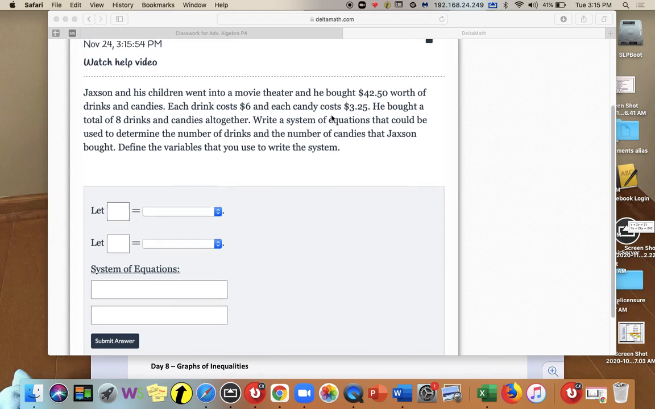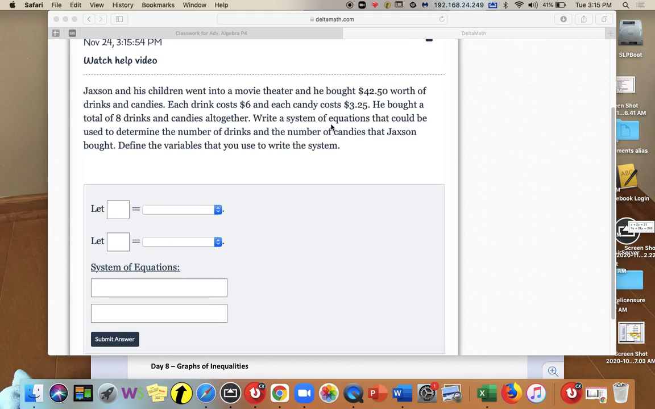All right, so in this example, it says, Jackson and his children went into a movie theater, and he bought $42.50 worth of drinks and candies. Each drink cost $6, and each candy cost $3.25. Altogether, he bought 8 drinks and candies. Write a system of equations. All right, so first you have to define your variables. We have drinks and candy. All right, so I'm just going to let X be the number of drinks, and I'm going to let Y be the number of candies.